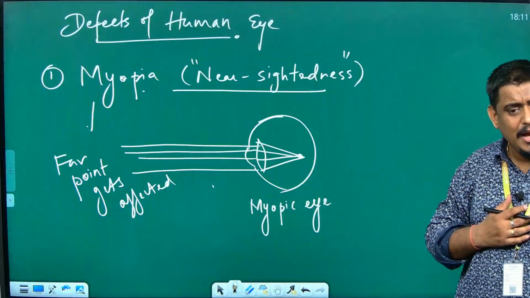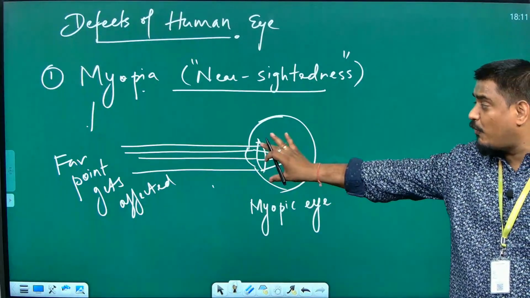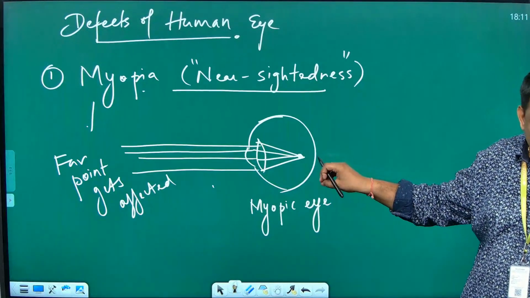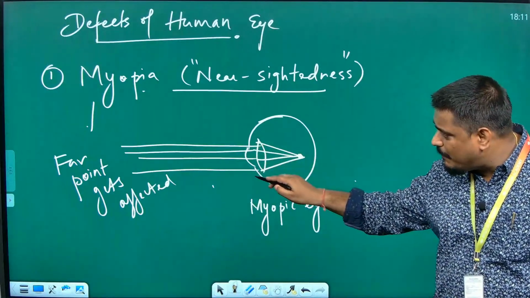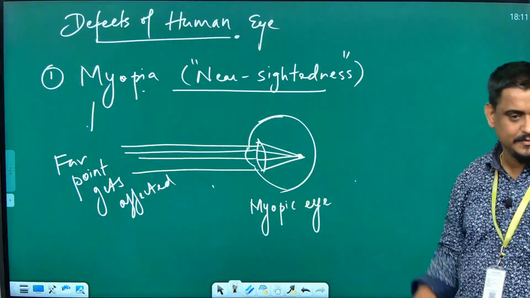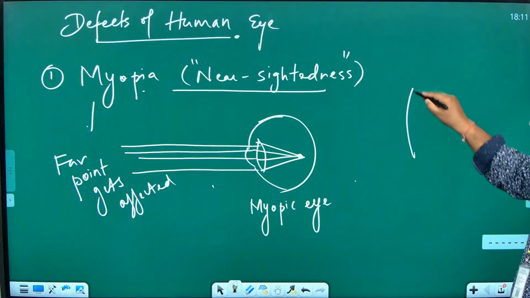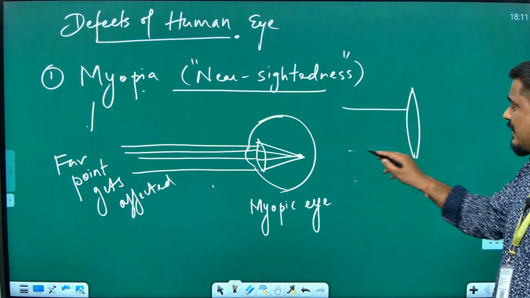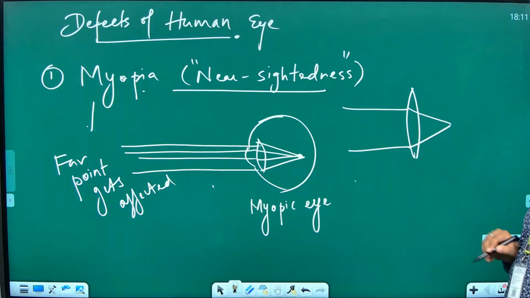What should I do? I should try to make the image form on the retina. So, somehow, if I am able to converge these rays here, see what was the problem? I will draw it here and show you. The rays are coming like this and it was converging somewhere here. I wanted to converge behind this point. My aim is to make it converge behind this point.